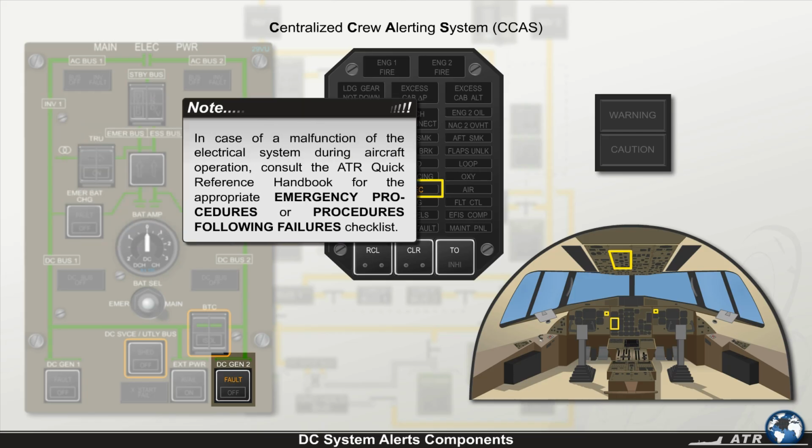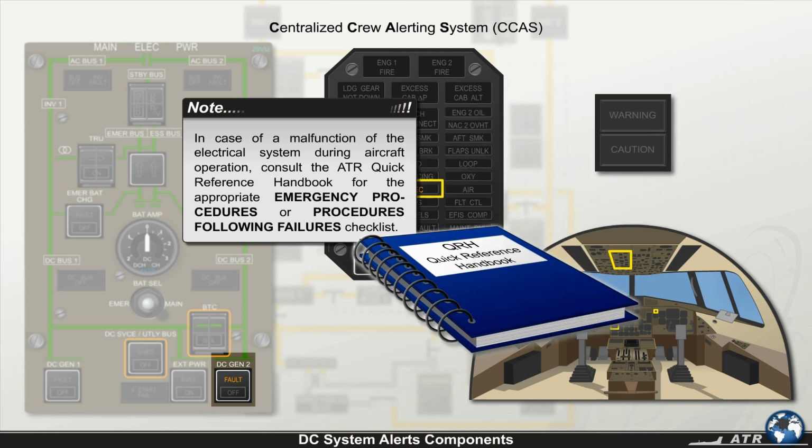Note: in case of a malfunction of the electrical system during aircraft operation, consult the ATR Quick Reference Handbook for the appropriate emergency procedures or procedures following failures checklist.